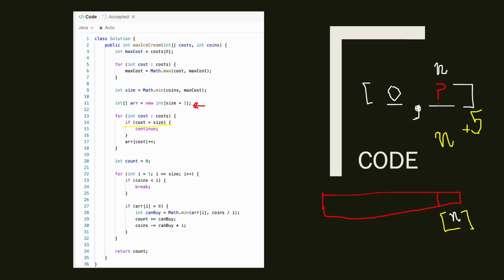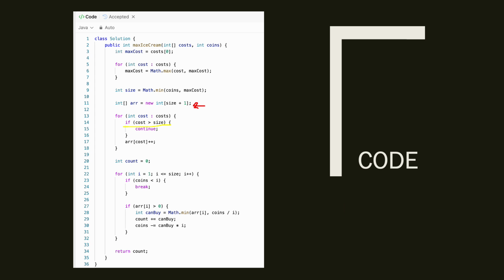Okay, now we store all the frequencies. So this is up until here. I think it should be clear. Now we initialize count as 0. So my count is 0. We've initialized this. So we're basically counting the ice creams that we can buy. Then we return the count at the end.